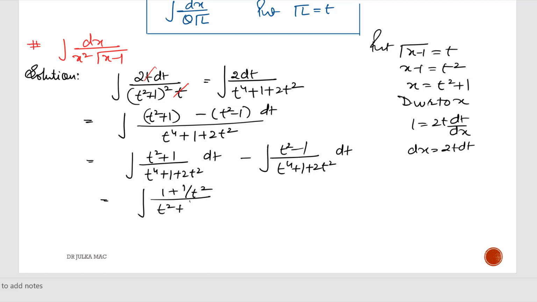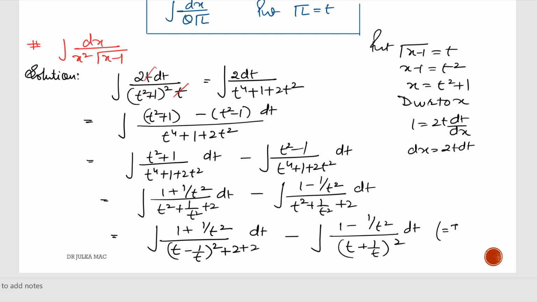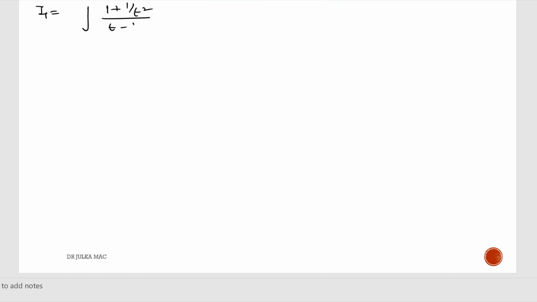So we will get in the first part 1 plus 1 by t square divided by t square plus 1 by t square plus 2, minus, in the second part we will get 1 minus 1 by t square divided by t square plus 1 by t square plus 2. Now whenever we have positive in the numerator, we make perfect square with a negative sign in the denominator. Whenever we have negative in the numerator, we will make perfect square with a positive sign in the denominator. And now take first part as I1 and the second part as I2. I1 equals to 1 plus 1 by t square divided by (t minus 1 by t) whole square plus 4.